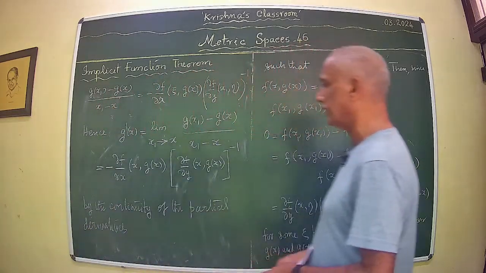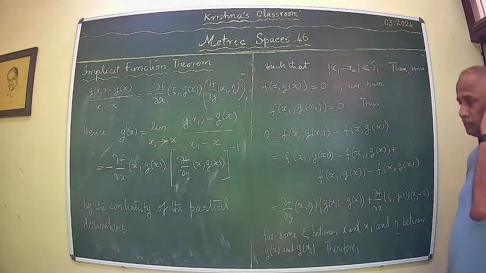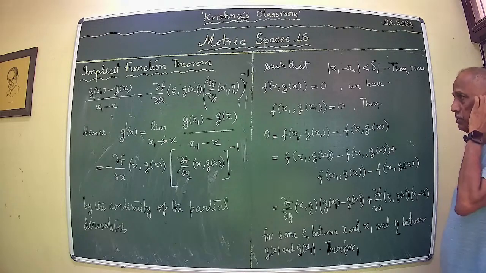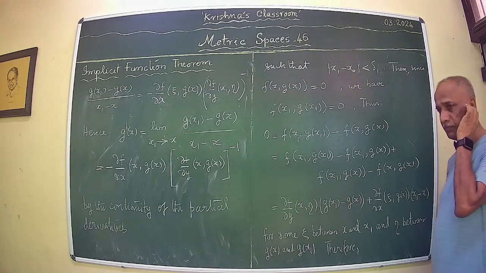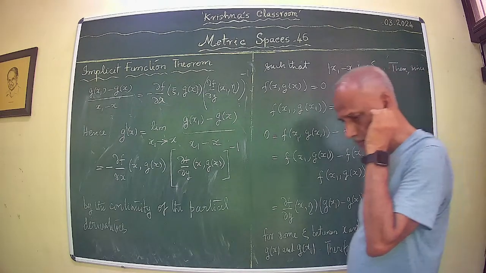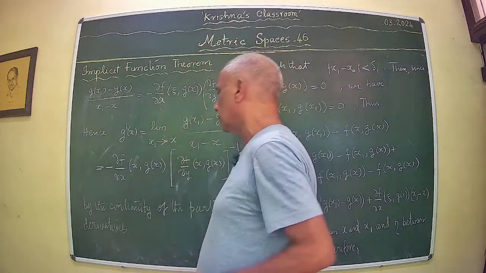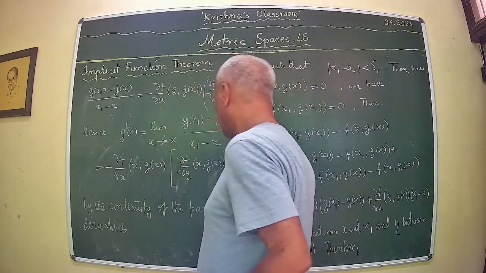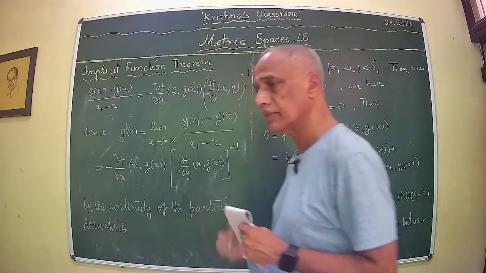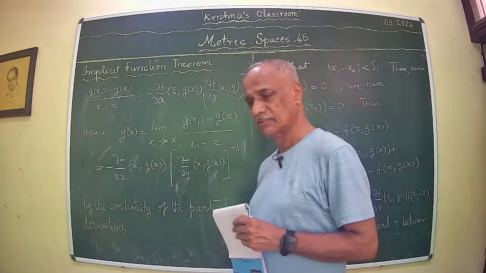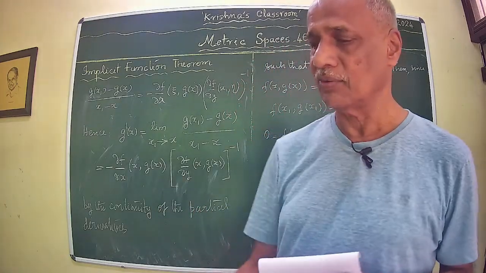So we have shown the existence of a function g, and we have also computed the derivative. We have shown that the g derivative exists, and the g derivative is computed in terms of the partial derivatives of f at x, gx. Okay, so thank you very much.